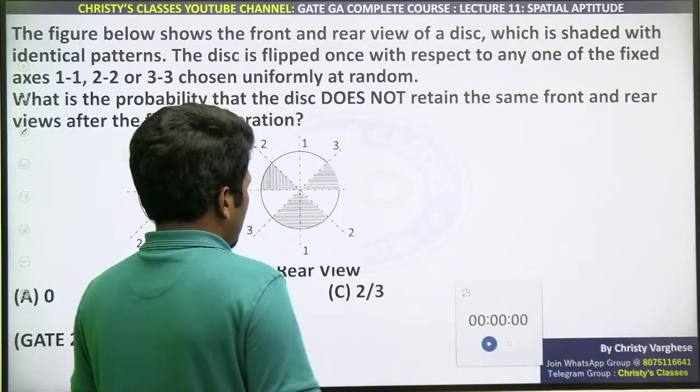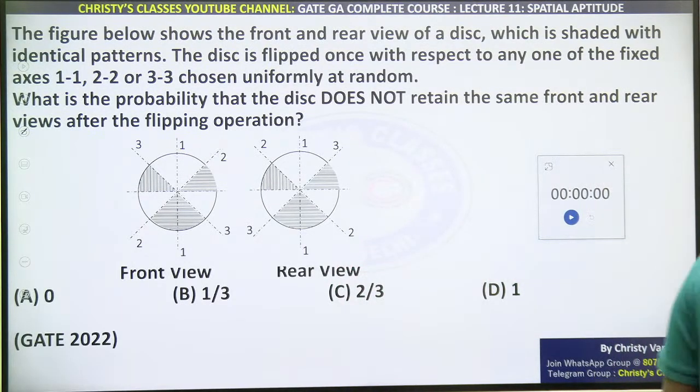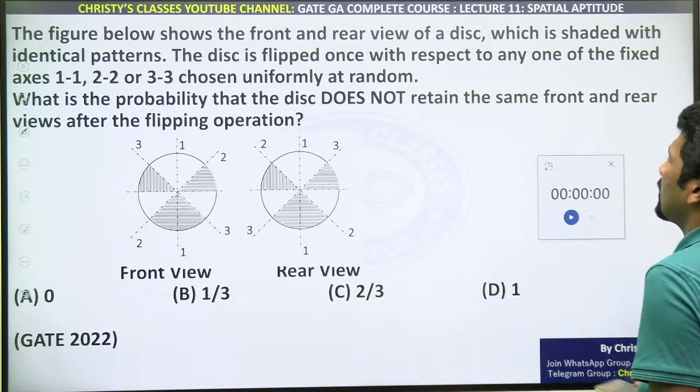Then this also is actually spatial aptitude combined with the probability idea also. Simple only. Try it yourself. Option C will be the correct answer. Option C.